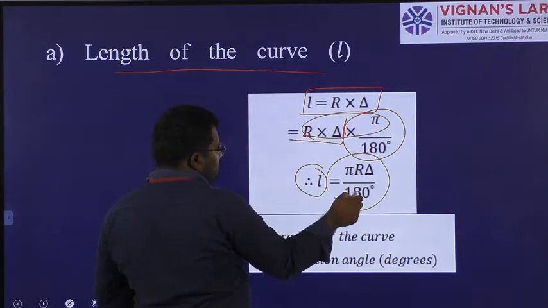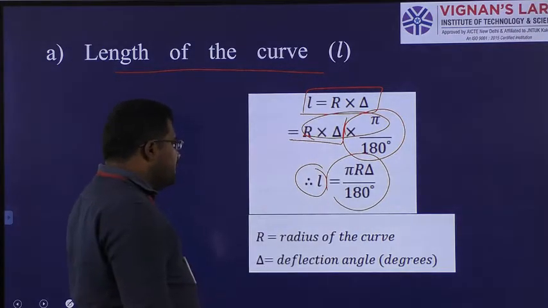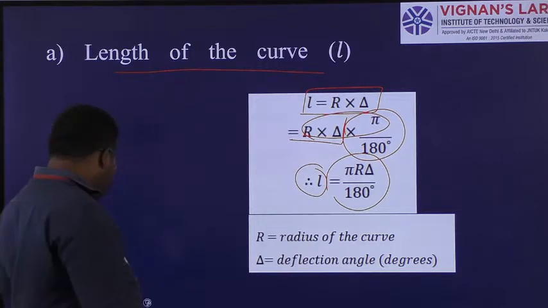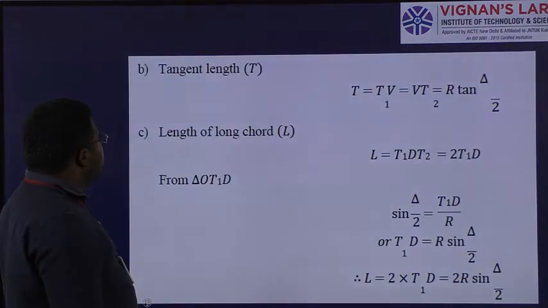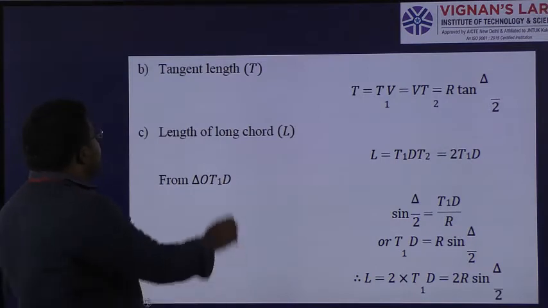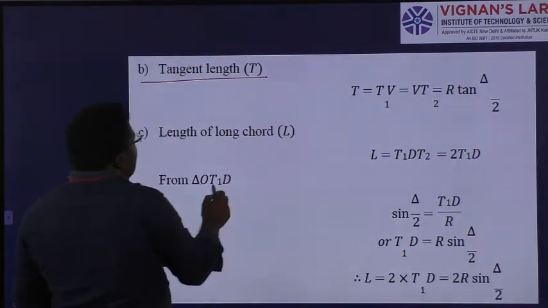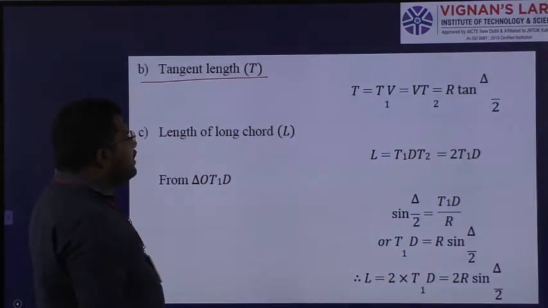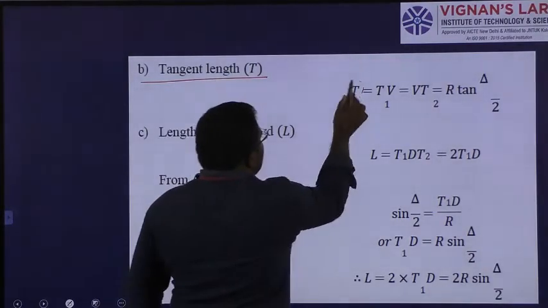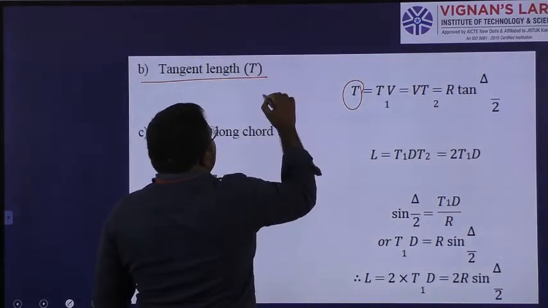Same thing we are going to put, where R is the radius of the curve, and delta is the deflection angle in degrees, which is converted to radians. Next, tangent length. Tangent length is from the T, right? It will be equal to T.